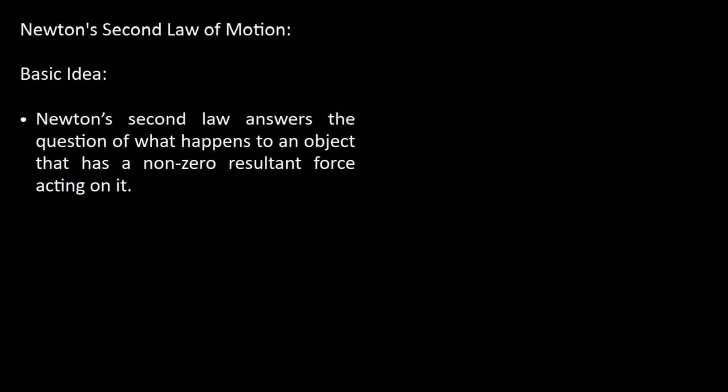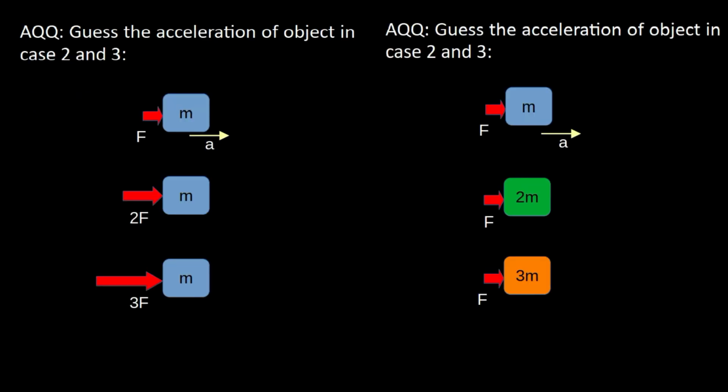We're looking at Newton's second law of motion. Newton's first law has to do with a scenario wherein the net force is 0, and this is a scenario wherein the net force is non-zero. So Newton's second law answers the question of what happens to an object that has a non-zero resulting force acting on it. That's the basic idea. That's what Newton's second law helps us with.